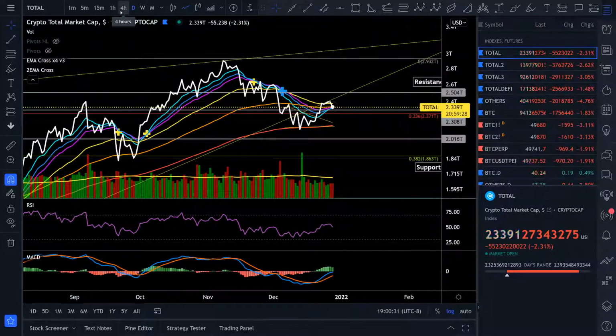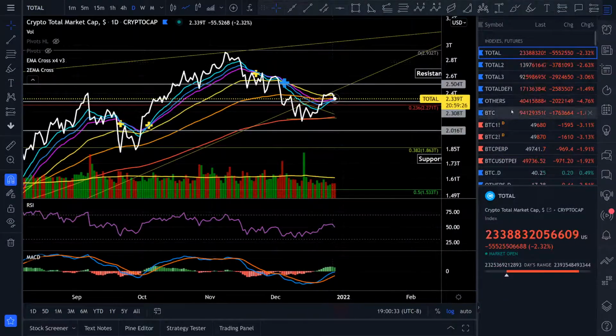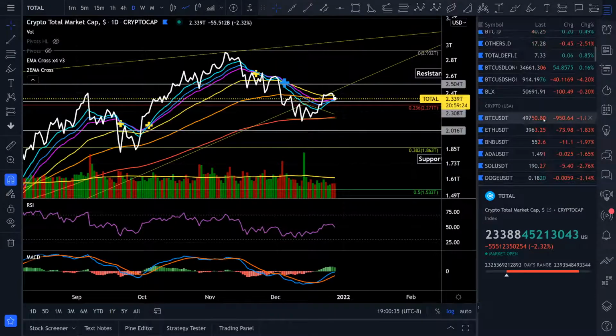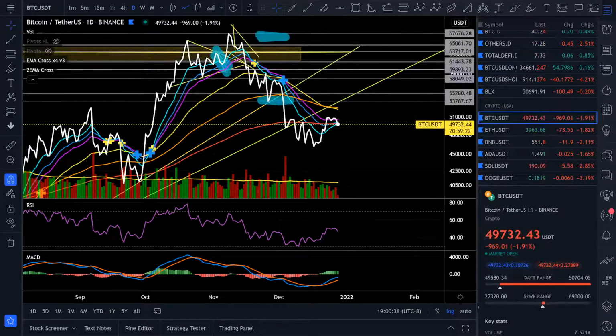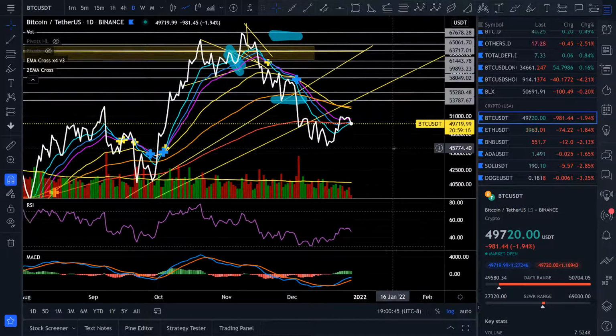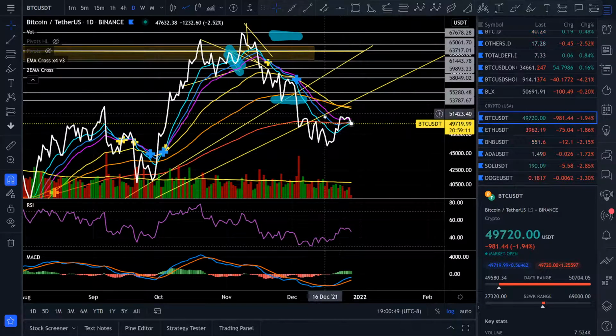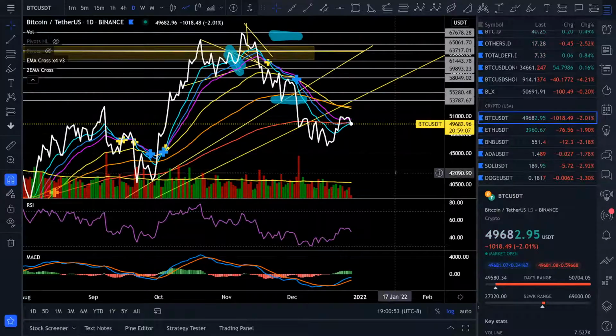Okay, I'm gonna do a couple more analysis of the big coins. I didn't even do Bitcoin yet, so let's do that first. If you're wondering why does this guy do total market cap that much? Because the altcoins are inside of that chart.